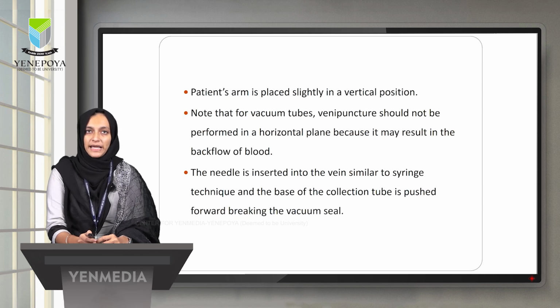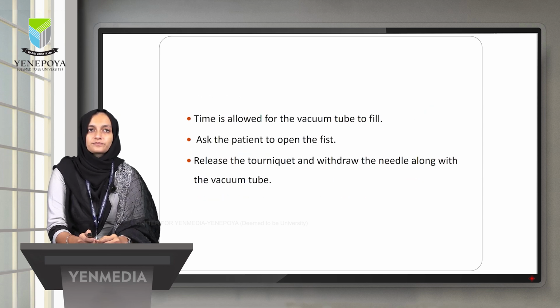Then the patient's arm is placed slightly in a vertical position, and we have to note that for vacuum tubes, venipuncture should not be performed in a horizontal plane because it may result in backflow of the blood. Then the needle is inserted into the vein similar to the syringe technique, and the base of the collection tube is pushed forward, breaking the vacuum seal.